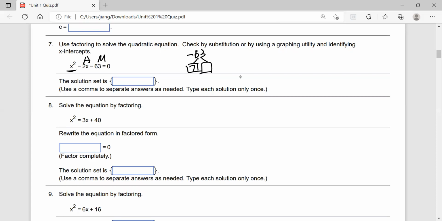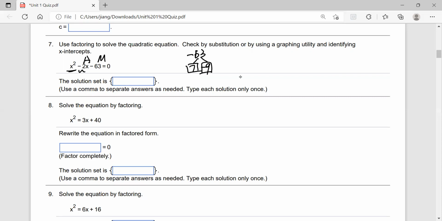So how about 7 and 9? Yes, the difference between them is 2, and also the multiplication is 63. And which one is negative? 9 must be negative because I want the addition of these two numbers to equal -2.